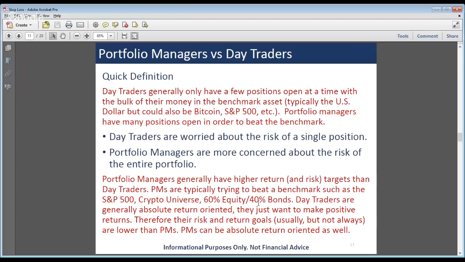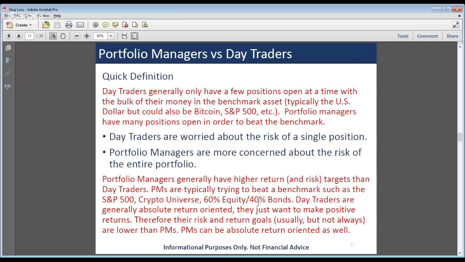And the risk philosophy is a lot different. You can see this on Twitter, and there are videos out there as well, where the day trader mindset and approach to risk management is this: they're worried about the risk of a single position, just the one position they have open, or the two, whatever it is. Where portfolio managers are much, much, much more concerned about the risk of the entire portfolio. That's a very critical distinction.